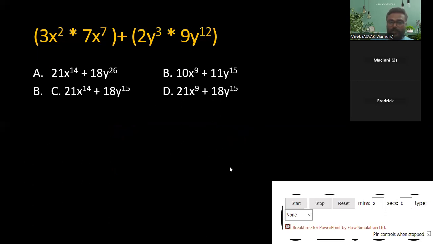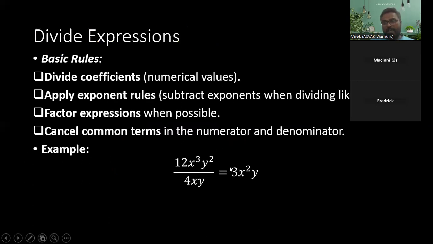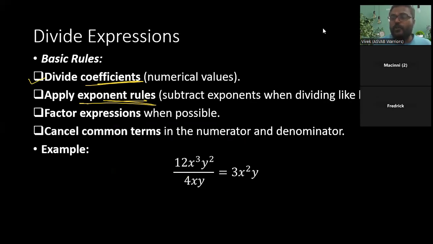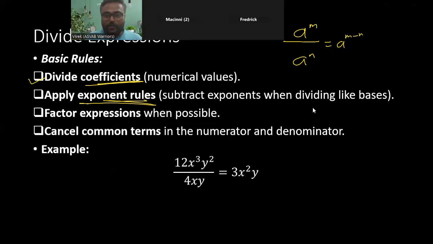Now, I hope you guys have understood the multiplication part of the expression. Now let's try understanding the division part of the expression. First thing, the basic rules that we need to understand. First, we need to divide the coefficients. If you see there is a 12 over here, there is a 4 over here, just divide the coefficients directly. Now apply the exponents rule. Which exponent rule are they talking about? a to the power m divided by a to the power n is nothing but a to the power m minus n.